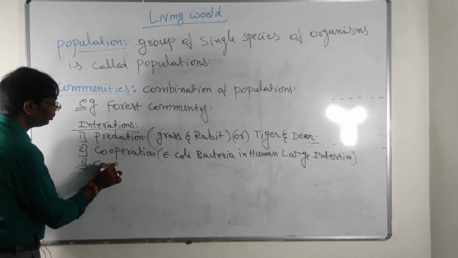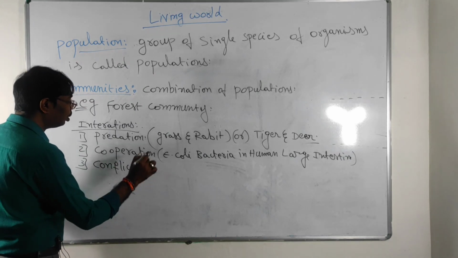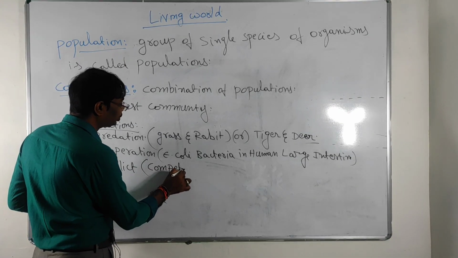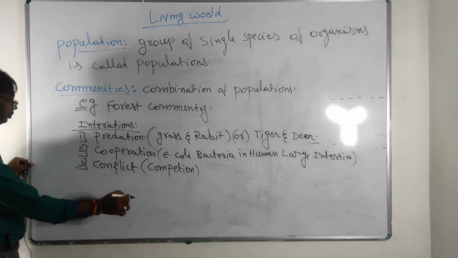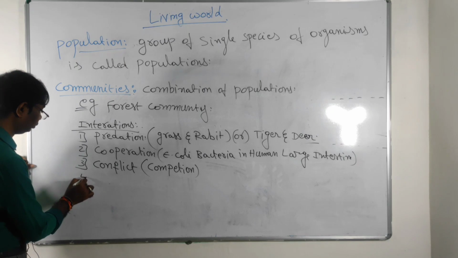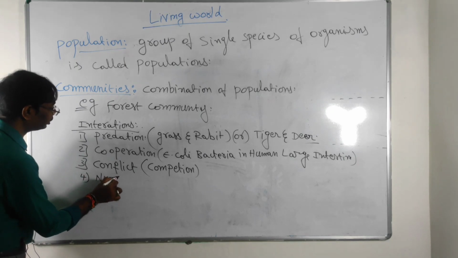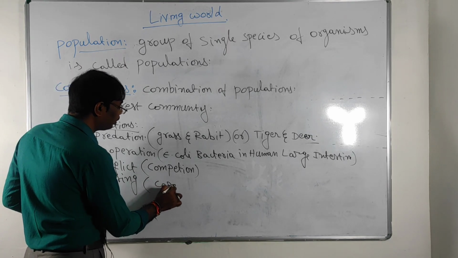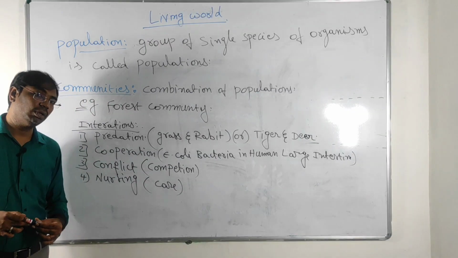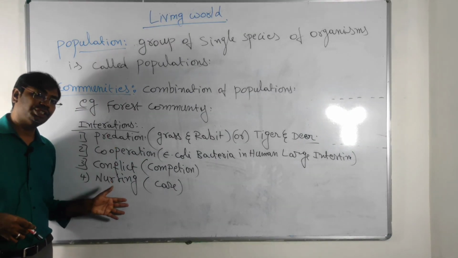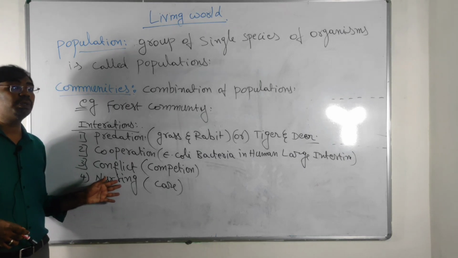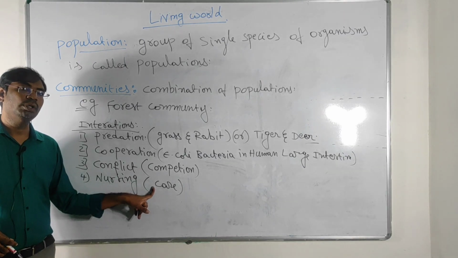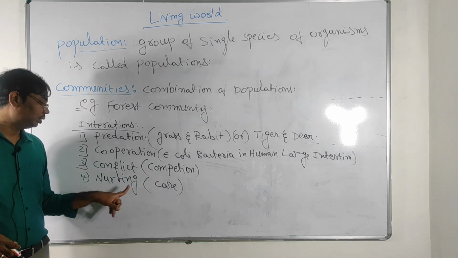And another one is conflict. Conflict means competition between the organisms. And another one is nursing. Nursing means protection or care. One organism will care for another organism, that is called nursing. These are the different kinds of relations. They may be present between populations or between communities. Nursing means the mother and child relationship. The mother will take care of the child, that is called nursing.